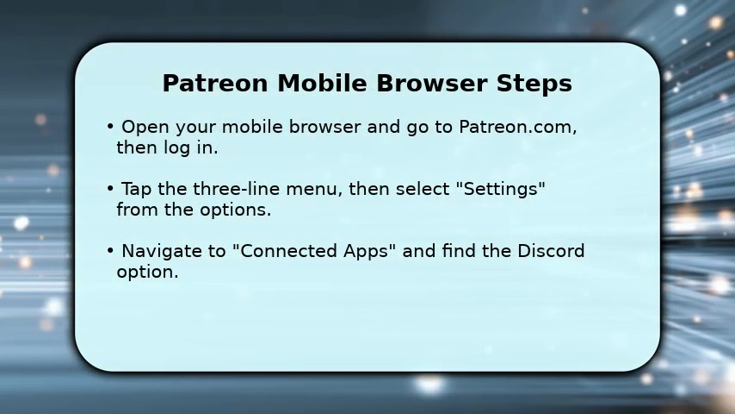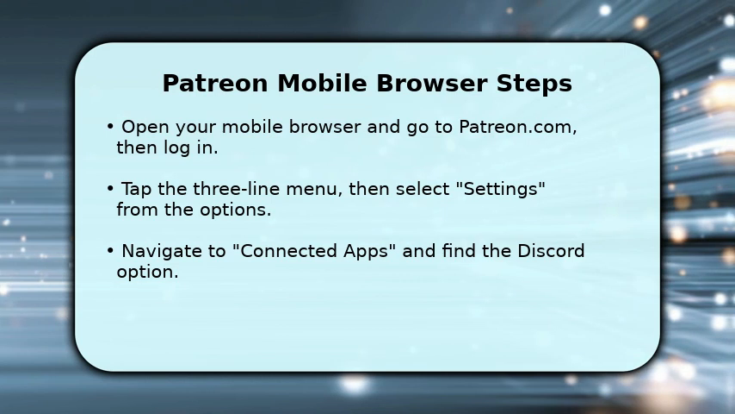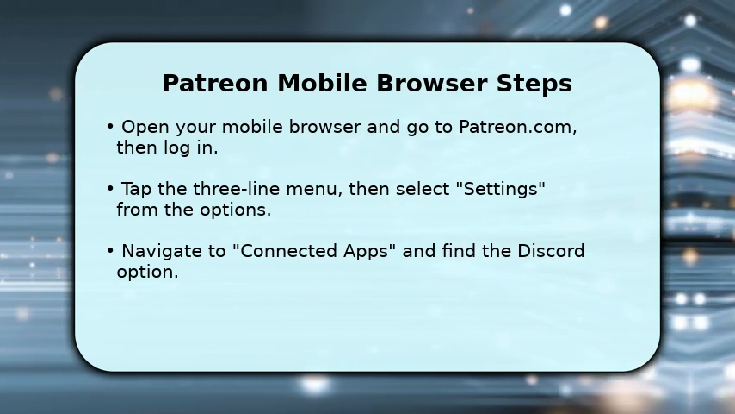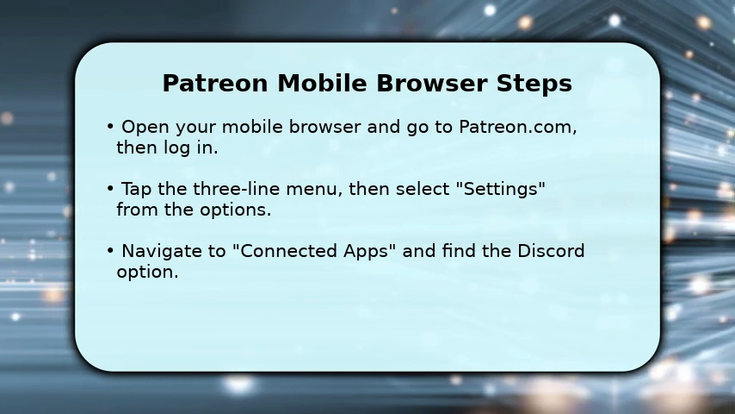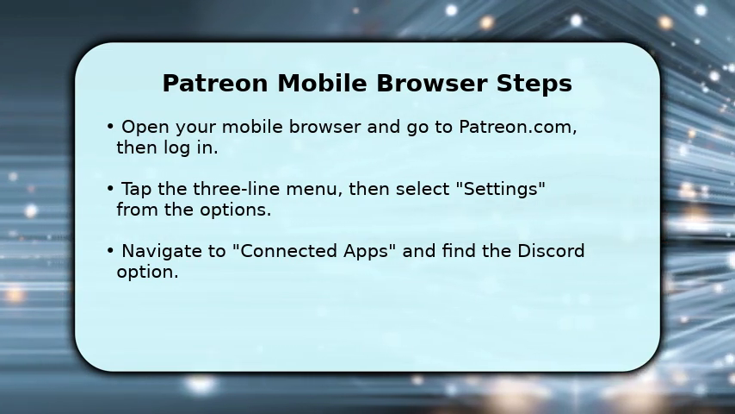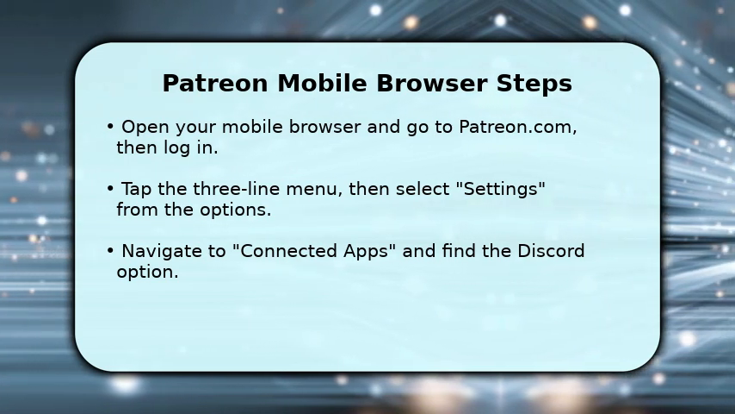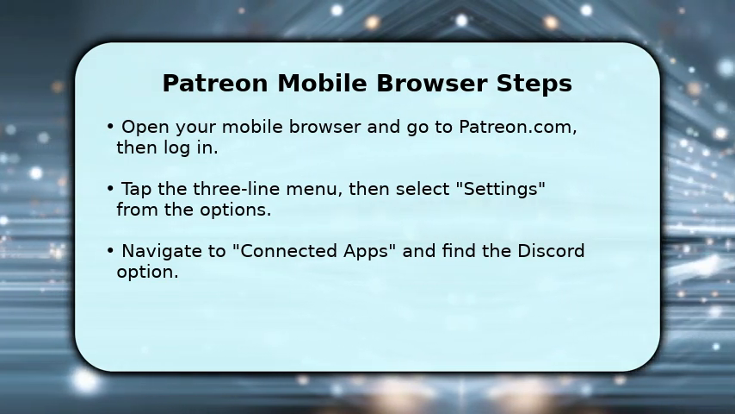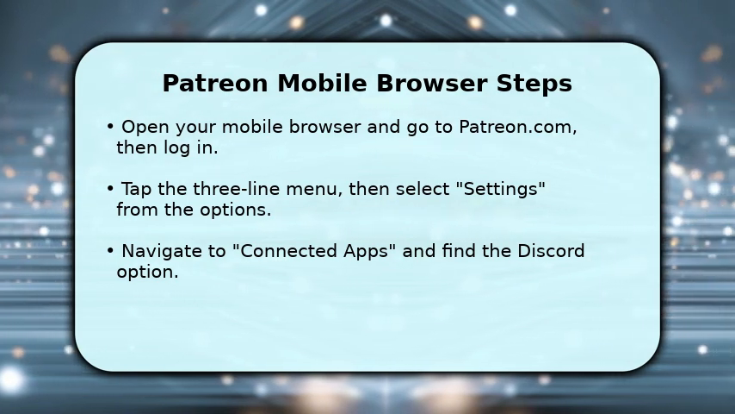To begin, open your preferred mobile browser, like Chrome or Safari, and go to patreon.com. Log into your Patreon account. Once logged in, tap the three-line or hamburger menu icon, usually in the top corner. From the menu that appears, select Settings. Within the settings, you'll need to find and tap on Connected Apps. This is where you'll manage third-party integrations.